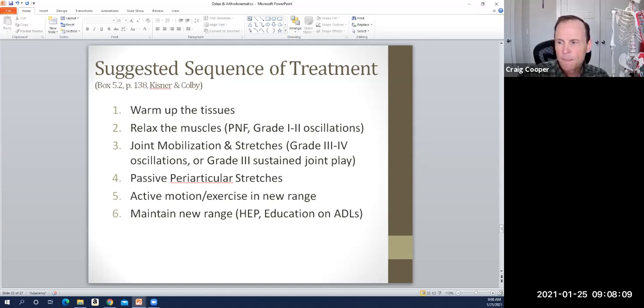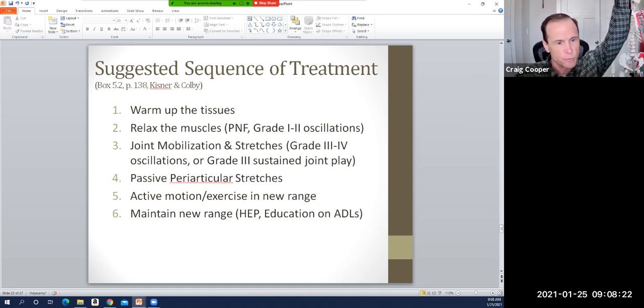Then we're going to stretch the whole area. So let's say I was trying to work on improving shoulder flexion and I did my mobilization that should in theory help with that. Then I might have the person actually try to do some stretches up in there, whether it's passive or active assistive or active.